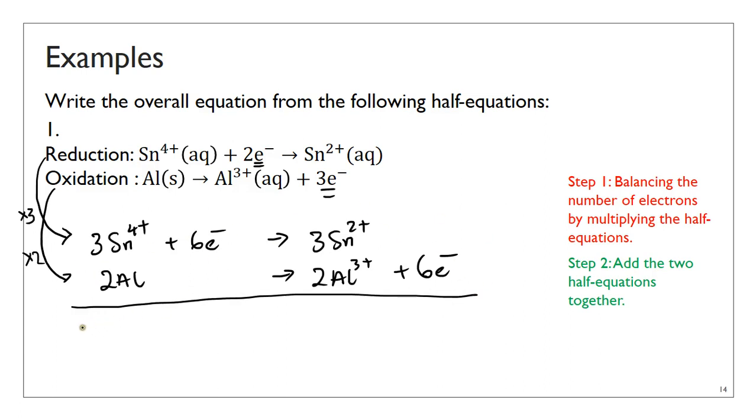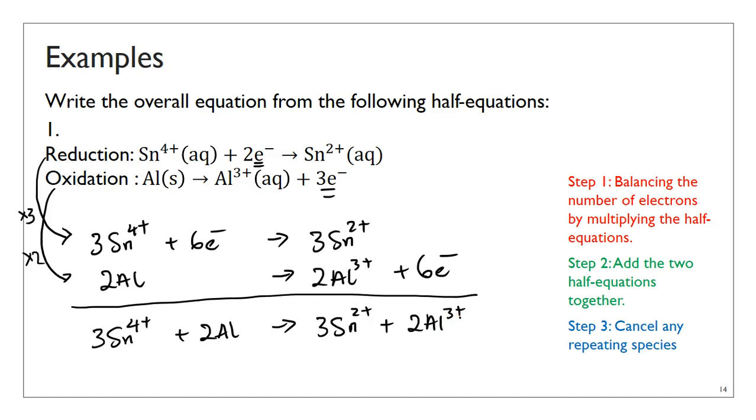So what you're going to end up with in the overall is 3 Sn4+ plus 2 Al, or aluminium, going to 3 Sn2+ and 2 aluminium 3+, okay? And then obviously you don't have to do this step because this one doesn't have any repeating species, I mean except for the electrons, but you can already cancel it out beforehand. And then you can add states in.